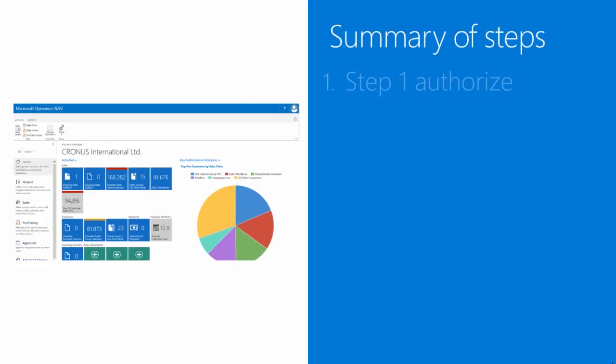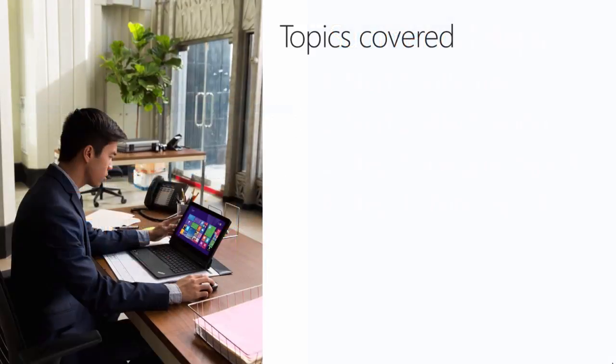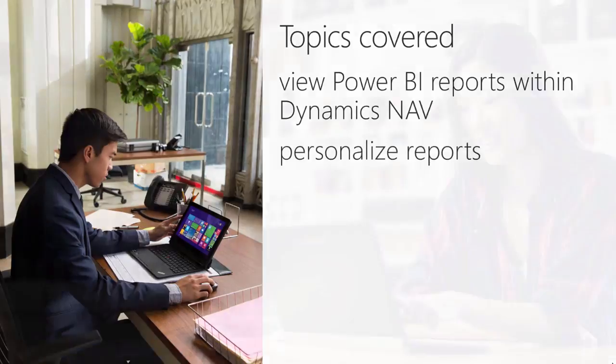Let's summarize the steps. In step 1, I demonstrated how you need to authorize the application to be able to show the reports. Then we had a look at how we can select reports in the pane, make them available to a user. Once they are available, we had a look at how we can navigate over reports. And last but not least, we also had a look how we can share reports on the Power BI service. This video covered the following topics: view Power BI reports within Dynamics NAV and personalize reports.